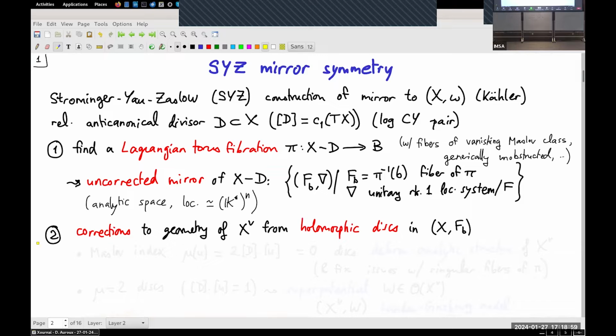Okay, so the next phase is to correct the geometry of the mirror to account for holomorphic disks in X with boundary on the fibers. And in fact, there's several kinds of corrections coming in there. Some already exist in X minus D by the assumption of vanishing Maslov class. Those are disks of Maslov index 0, and they are responsible for what's sometimes called wall crossing, and they will correct the geometry of the mirror. And then disks that intersect D will further correct it.